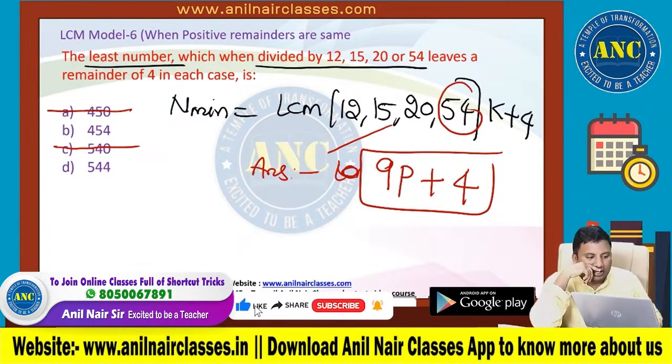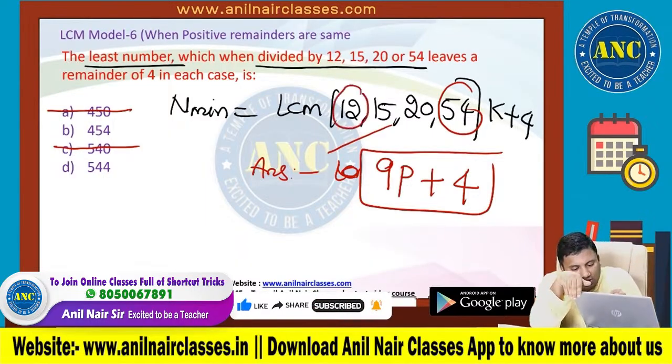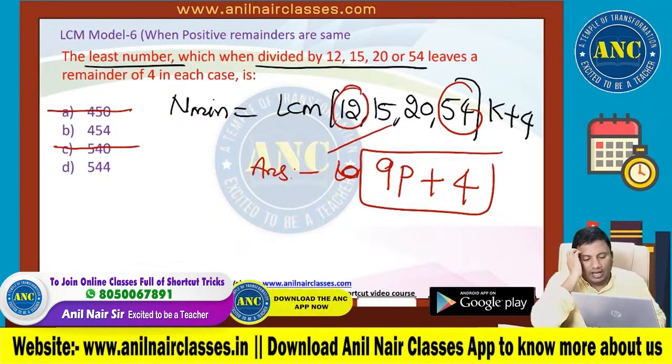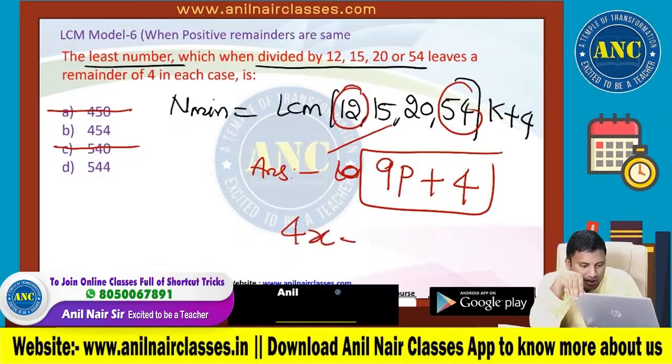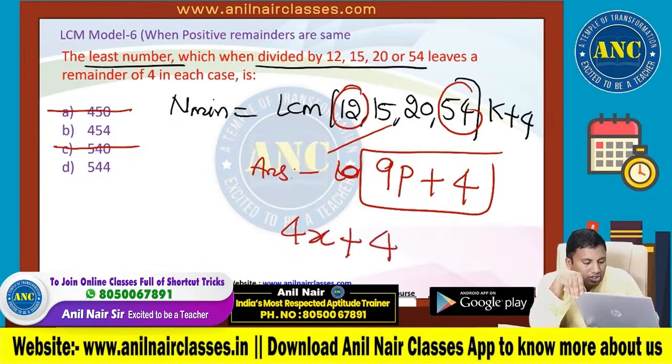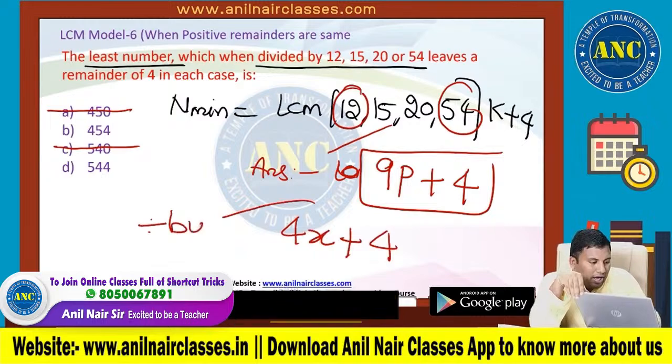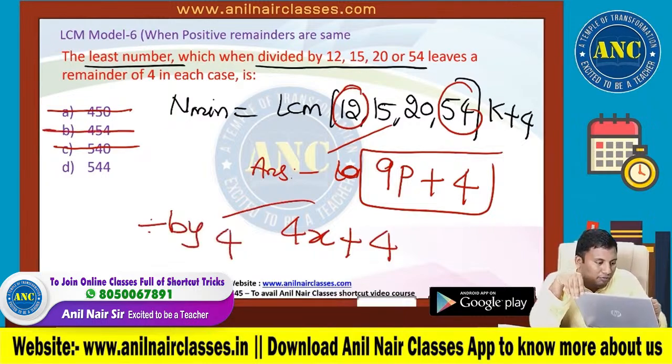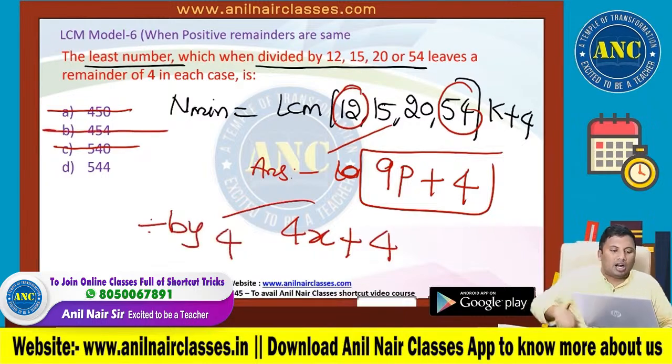Another way to look at it: now see here, we are stuck with two options. 12 is divisible by 4, so the answer is 4 into something plus 4. The answer should be divisible by 4. 54 is not divisible by 4, so the answer is 5 4 4.